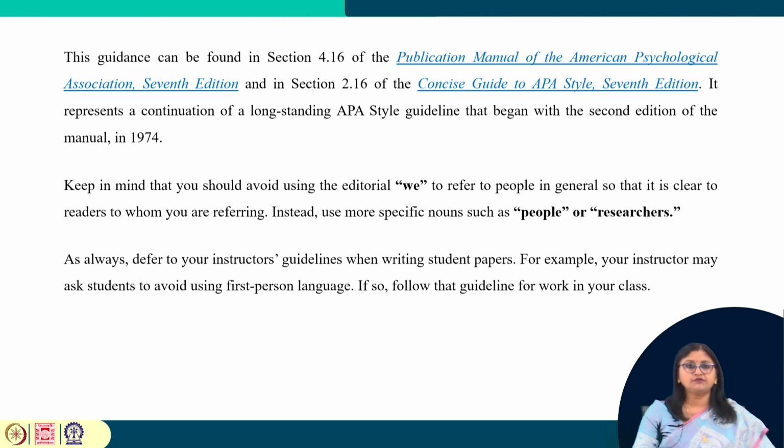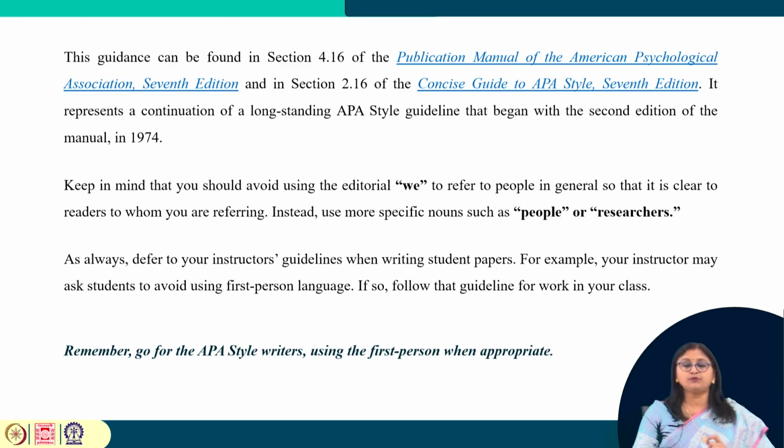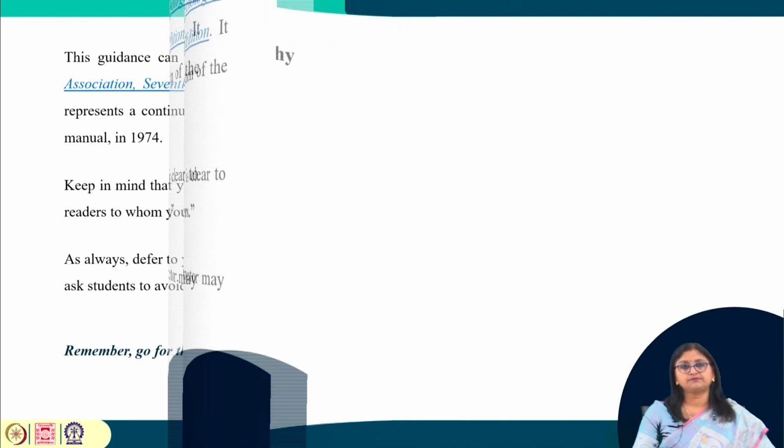As always, defer to your instructor's guidelines when writing student papers. For example, your teacher may ask you to avoid using first person language. If so, follow that guideline for work in your class. Remember, APA style writers use the first person when appropriate. If it is required, you can go with the first person.